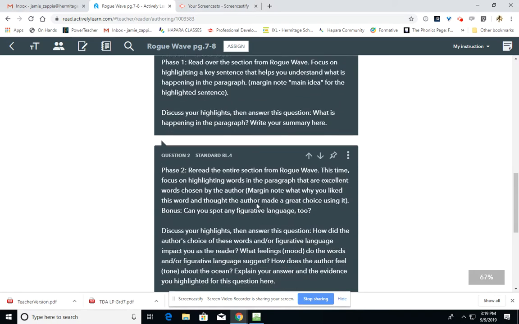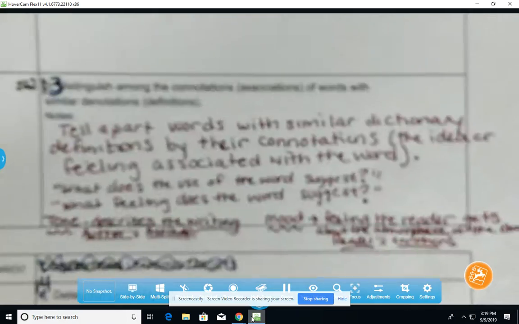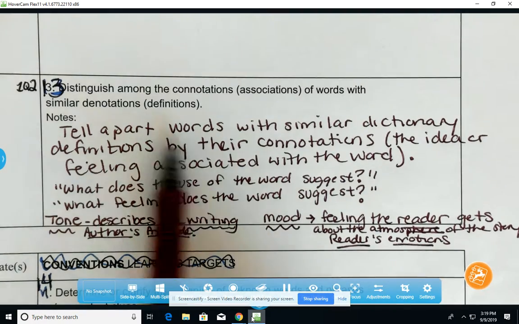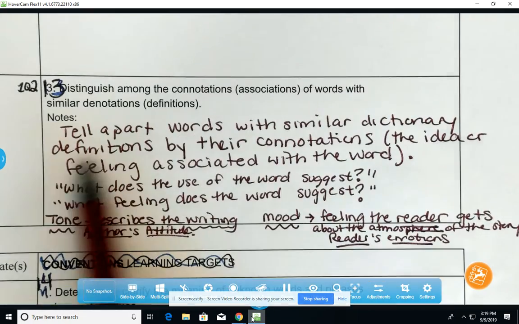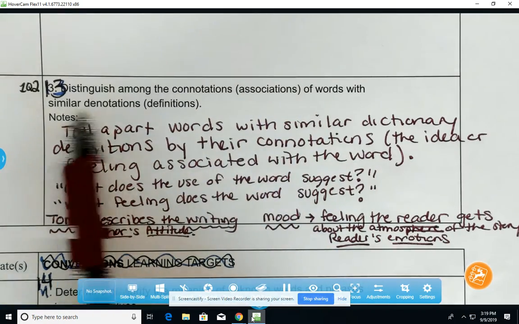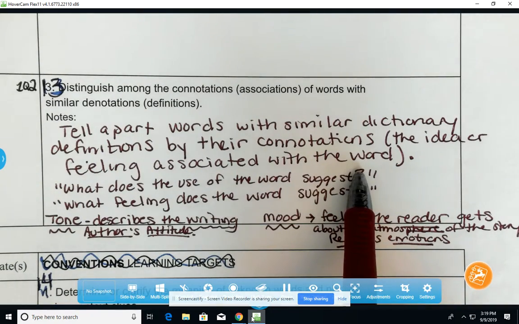As we get into phase 2, or the second reading of the paragraph, we are getting more focused, more honed in to a new learning target, in fact. And that learning target is learning target number 13. To distinguish among the connotations or the associations of words with similar denotations. In basic words, that means that you're able to tell apart words that have a similar dictionary definition by their connotations. So although we have a lot of different words that have similar dictionary definitions, the connotation of the word or the idea or feeling associated with the word is different.